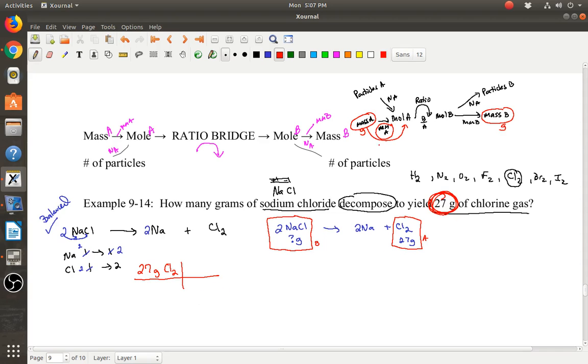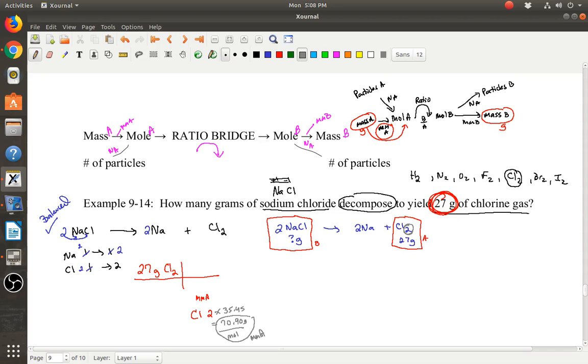All right, the first thing I need is the molar mass of A. Well, this one's easy. It's only 2 atoms of the same element. So we have chlorine, and notice there are 2 atoms in the molecule. So we have to have the 2 here times the molar mass, which is 35.45. So what is that? 35.45 times 2 is 70.90 grams per mole. That's the molar mass of A.